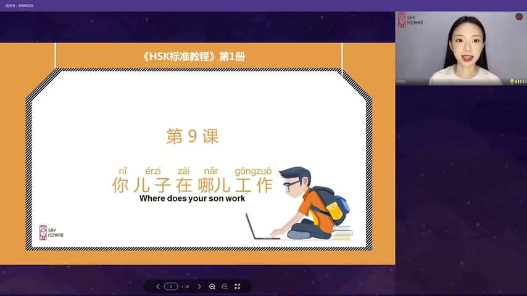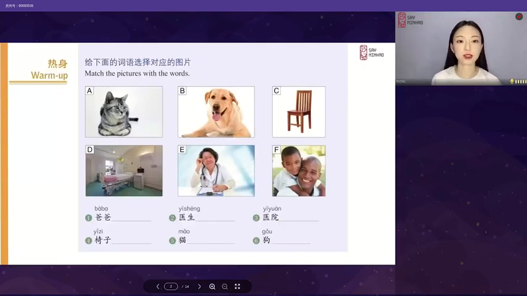This is the HSK Level 1 course, and today we are going to learn Lesson 9, 第九课, 你儿子在哪儿工作? 你儿子在哪儿工作, which means, where does your son work? Okay, now let's first move on to our warm-up, as usual.